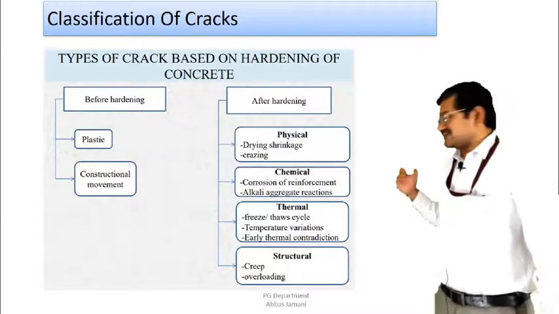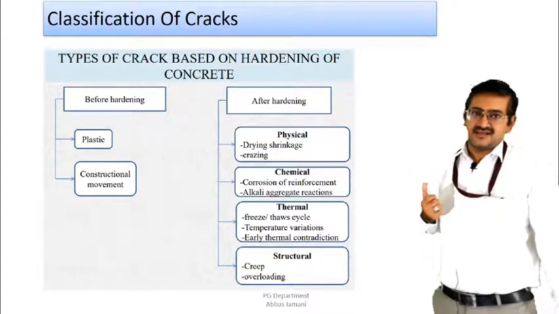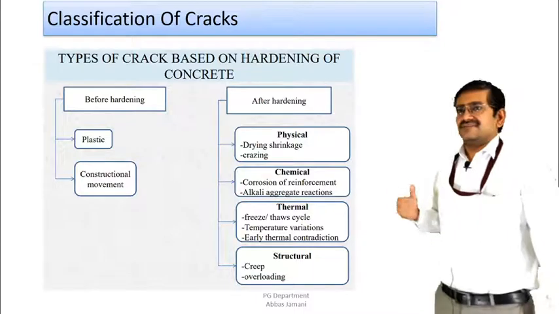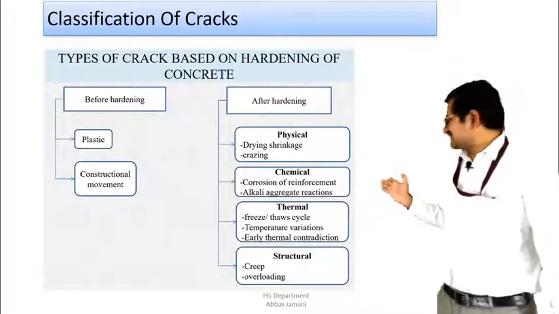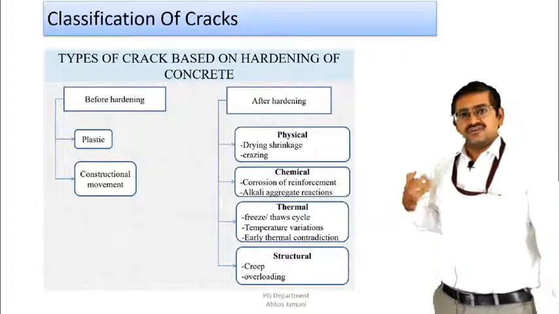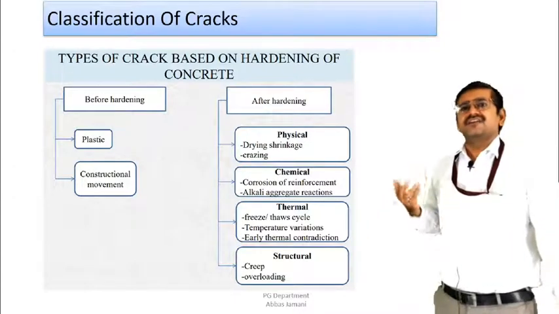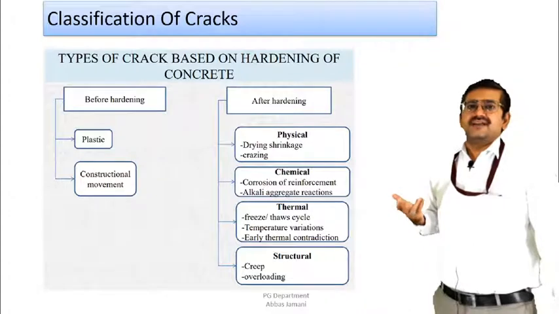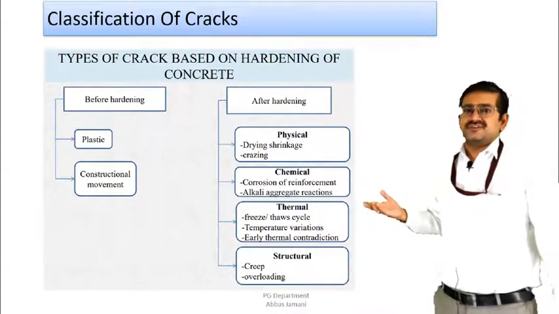Then we talk about thermal, which we have also discussed under the category of durability of concrete, where freezing and thawing cycles are there. Along with that, the variation in temperature is going to be there. Relative humidity is also going to be there. High wind velocity is also going to create a problem, and as a result, cracks may appear on the surface of the concrete.